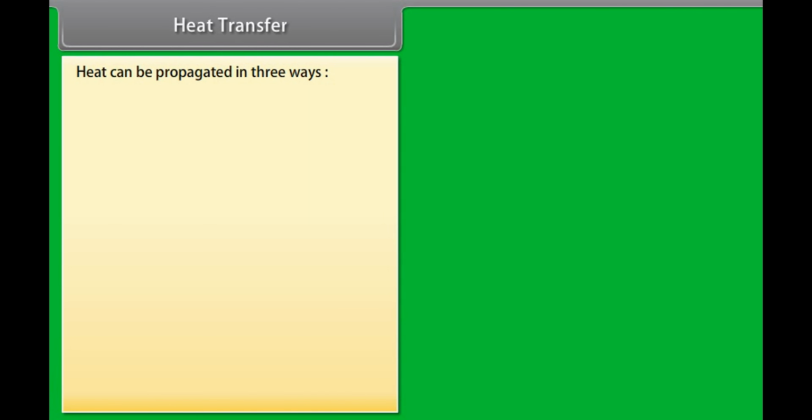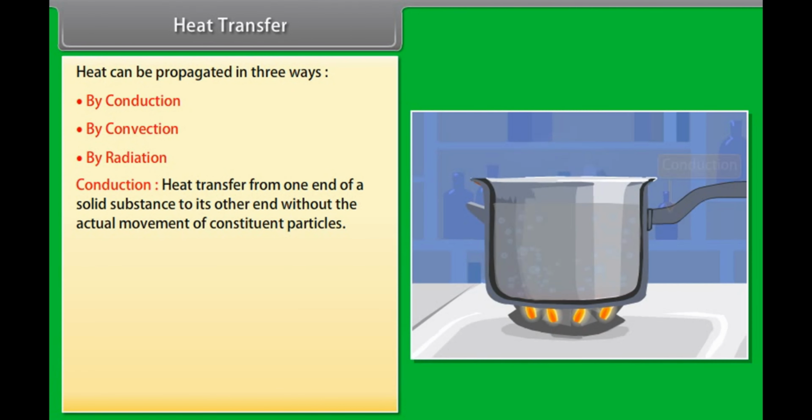Heat transfer. Heat can be propagated in three ways. Number 1, by conduction. Number 2, by convection. Number 3, by radiation. Conduction.